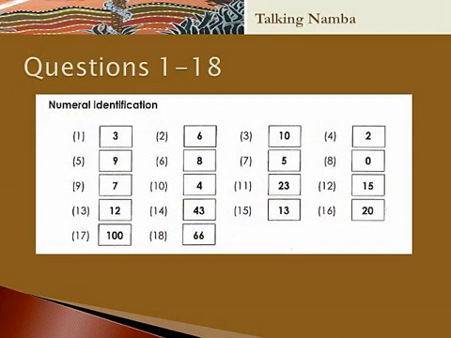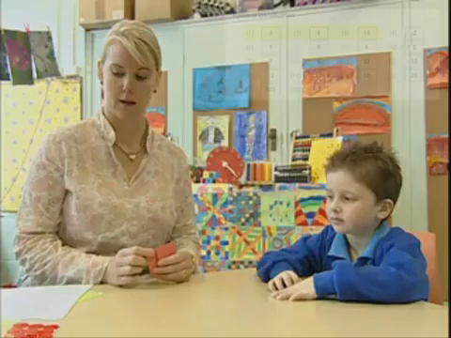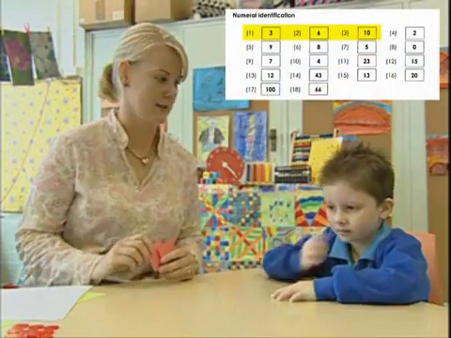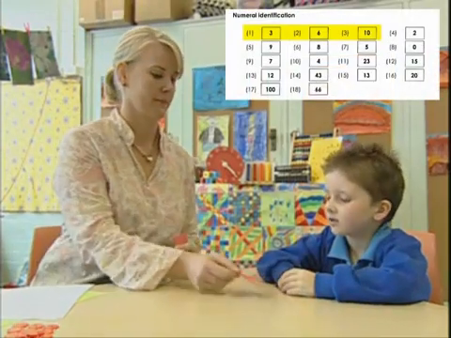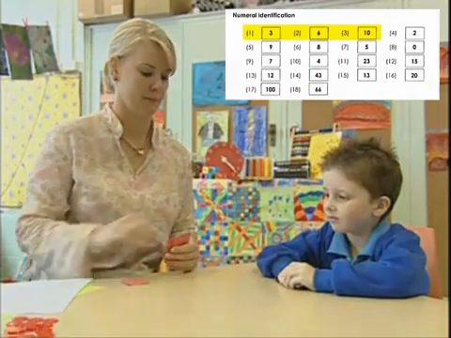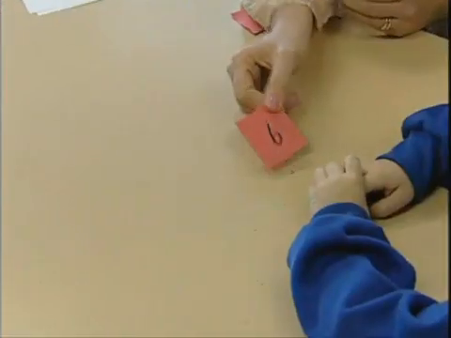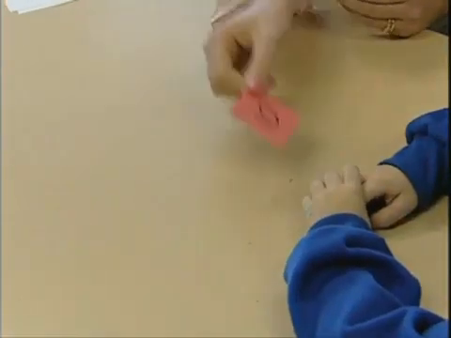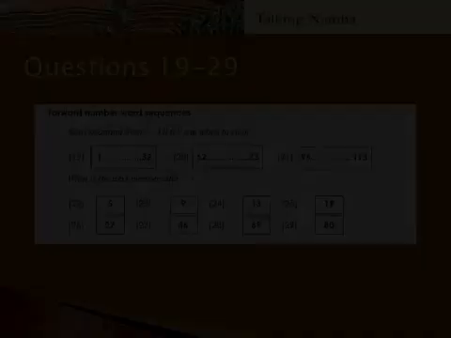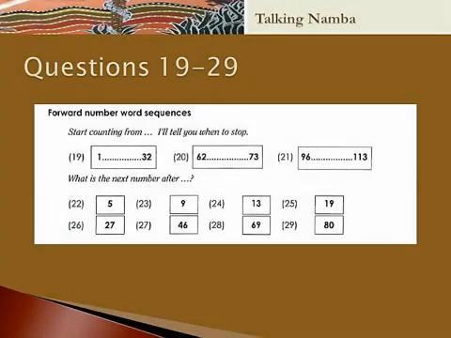Numeral identification, questions 1 to 18. Show the number cards in the order that is shown. Okay, can you tell me what these numbers say? 3, 6, 10. Forward number word sequence, questions 19 to 29.